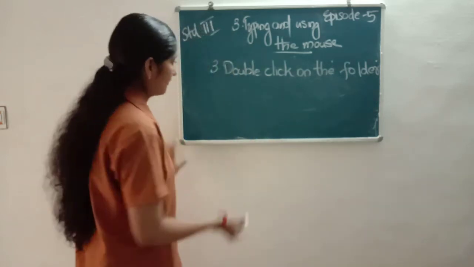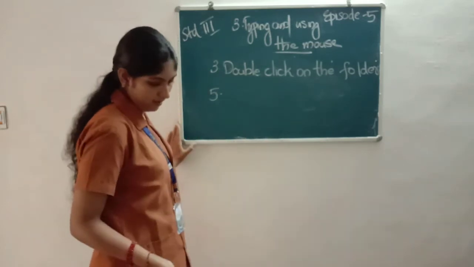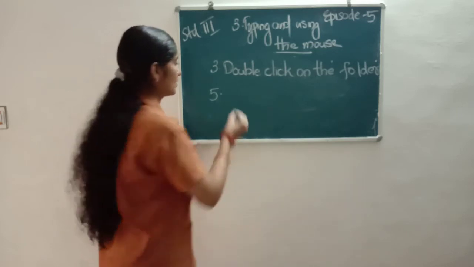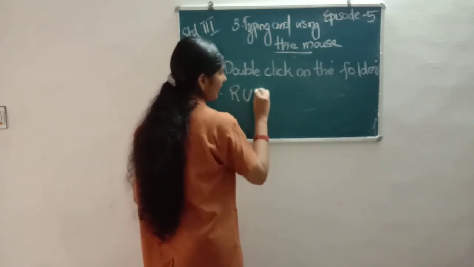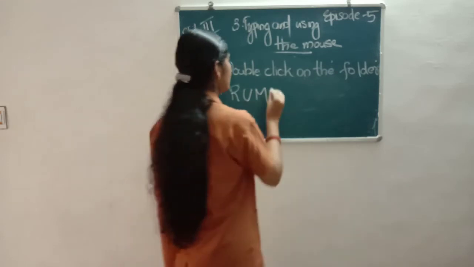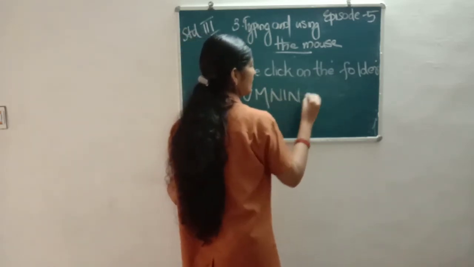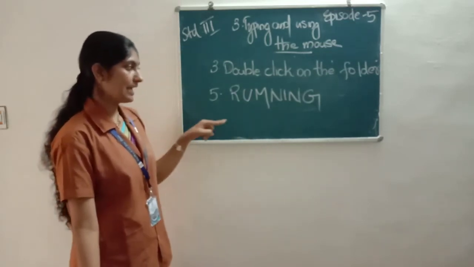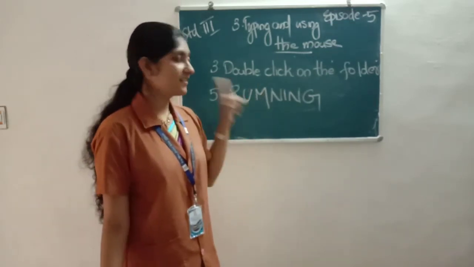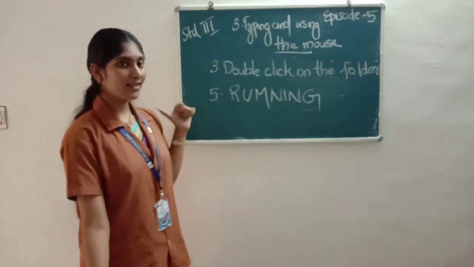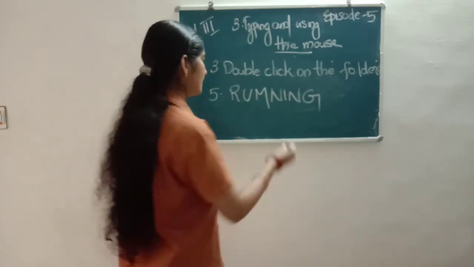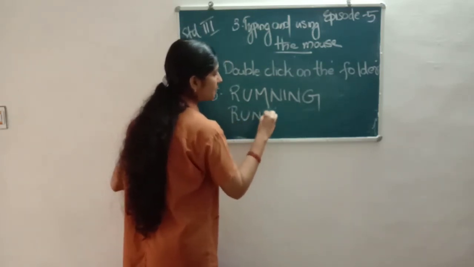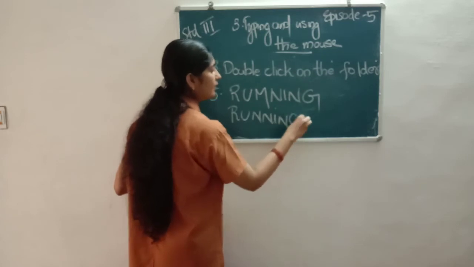Then fifth question, correct the word running. So here the word is R-U-N-N-I-N-G. So, is this the spelling of running? No, because there is an incorrect letter. So, you have to correct the word. How to do it? So, the correct word we know. This is the correct word. Running. R-U-N-N-I-N-G. That is the correct word of running.